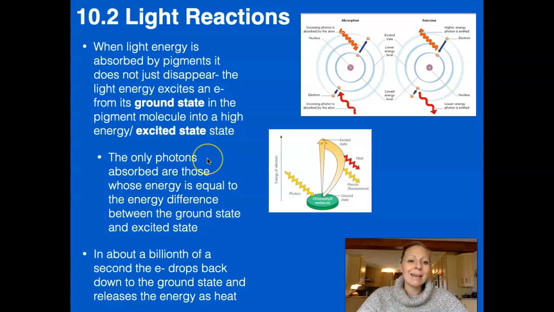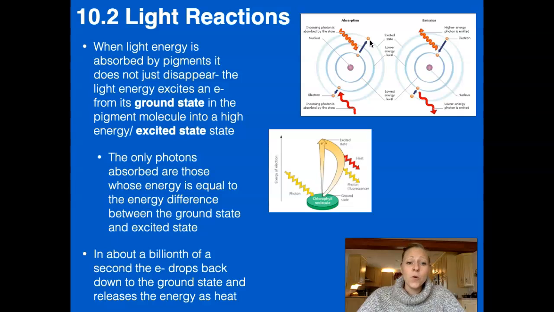And so when light energy is absorbed by pigments, it doesn't just disappear. Energy is not something that just disappears. It's actually a thing, right? So here are our photons incoming, and what happens is when these photons hit the electrons, it moves the electron to a higher energy state. And then in a billionth of a second, it drops back down.